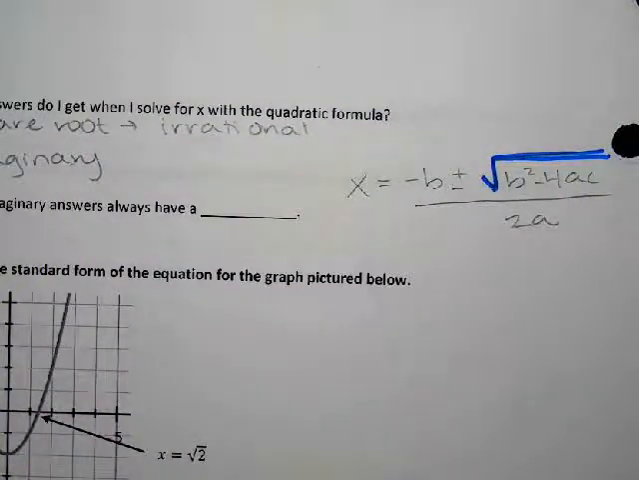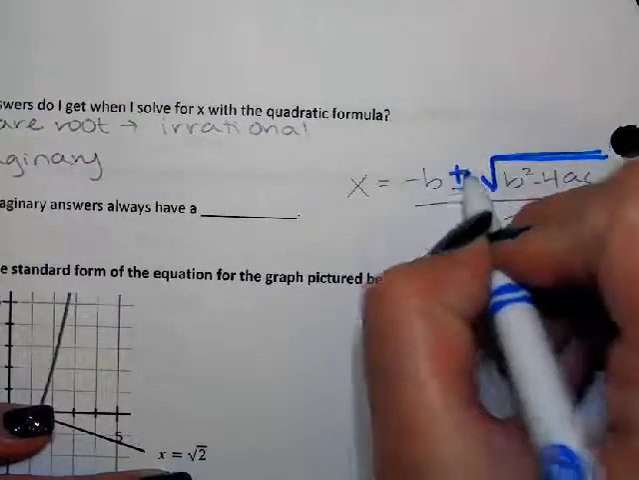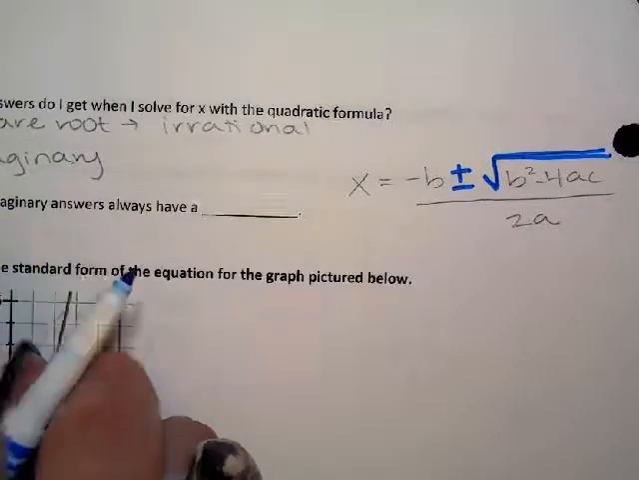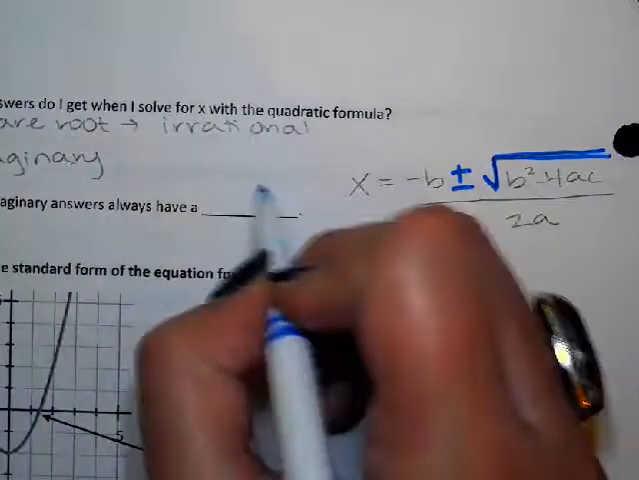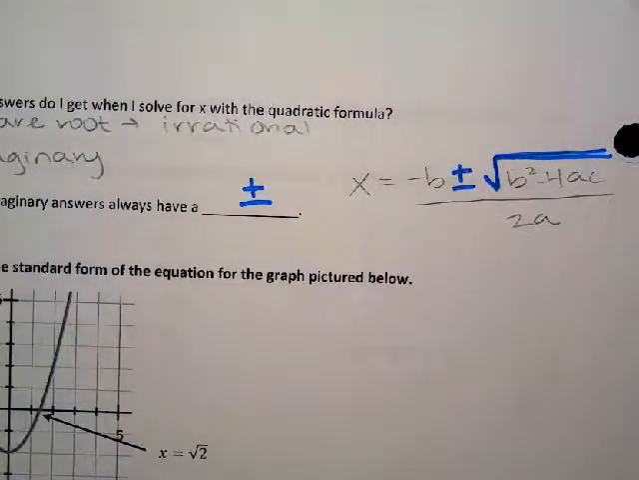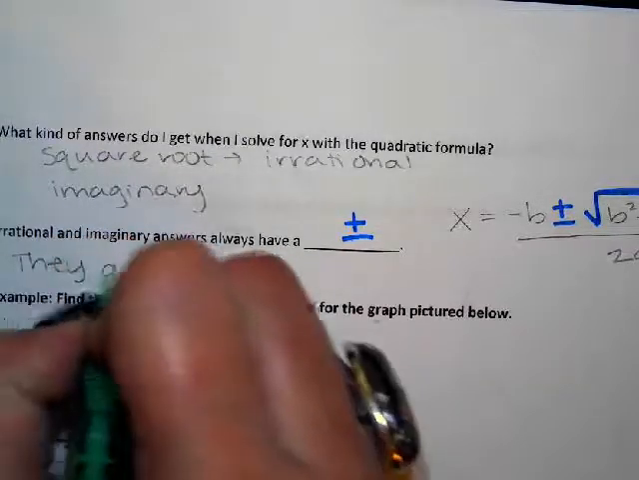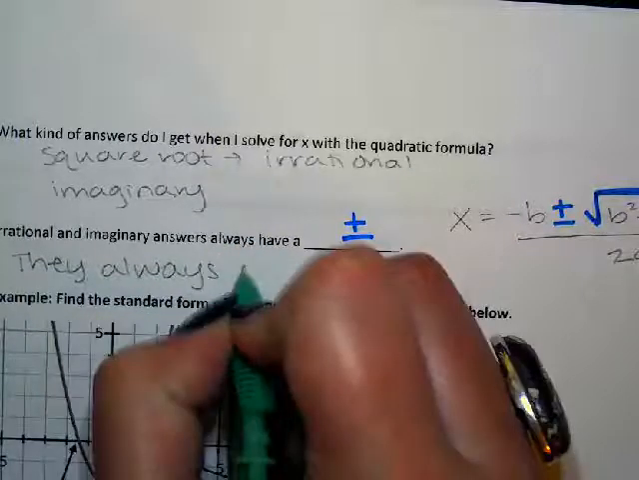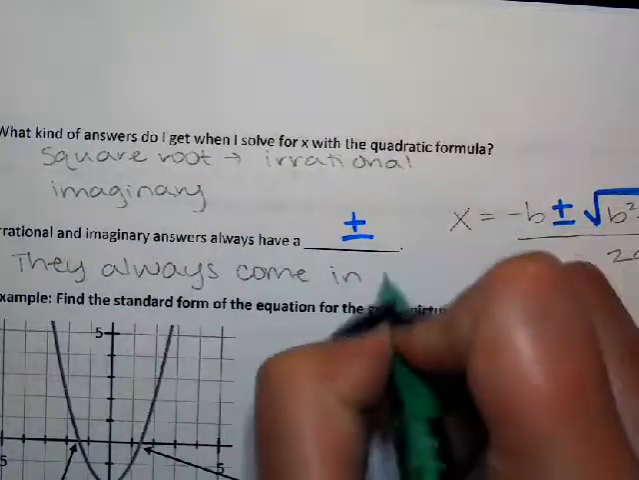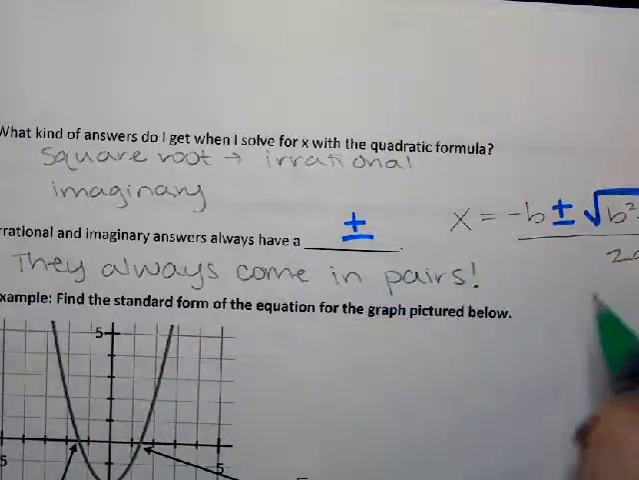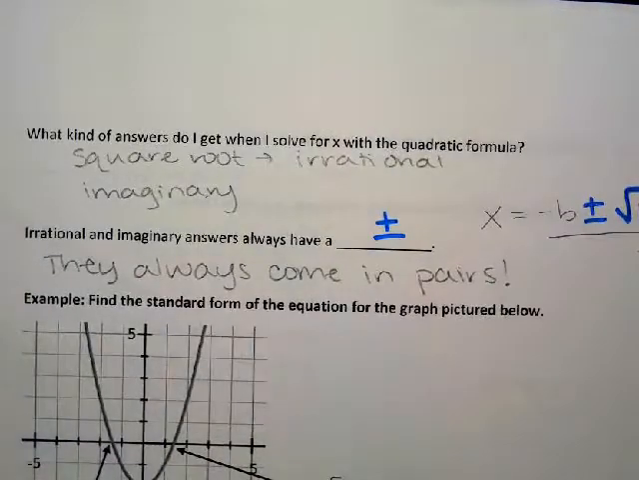And in front of the square root sign, we have a plus minus. Okay? So irrational and imaginary answers always have a plus or minus. They always come in pairs. Okay? That is important. I'm going to put a little star next to that. If you got a color, get it out. They always come in pairs. That is important.